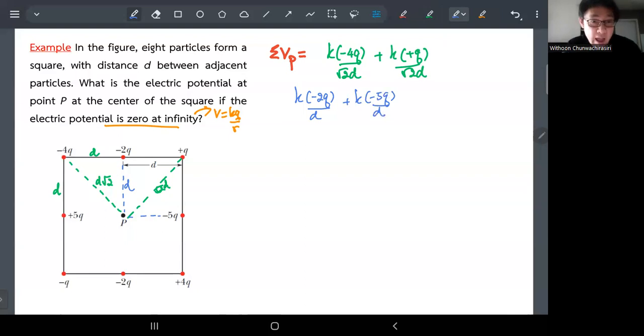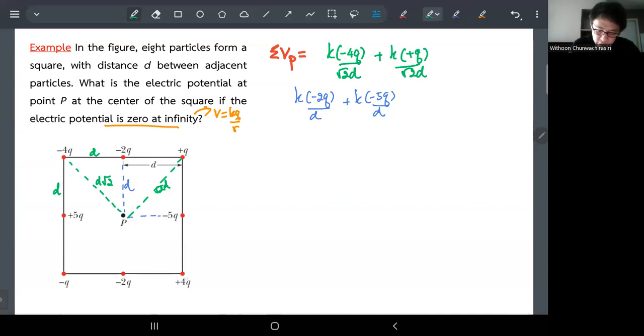Now you start to see why I classify these into two colors. I have 4 charges at 4 corners and I group them into one group because I know that the separation from each charge to point P is the same, root 2D. And another group is the one at the center of each side, at distance D from point P. So I just separate them into 2 groups, one at the corner, one at the center of the side.